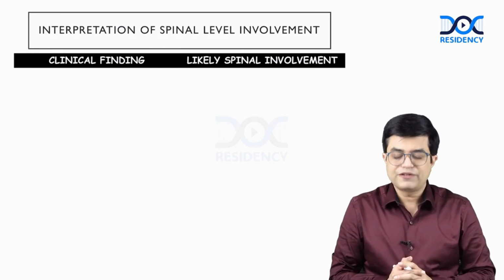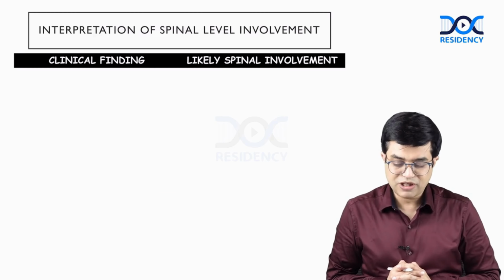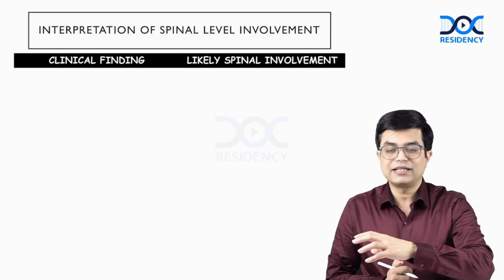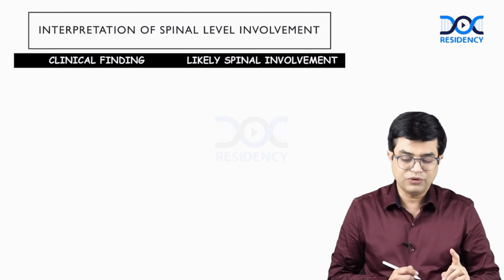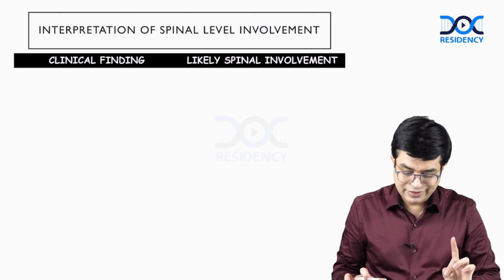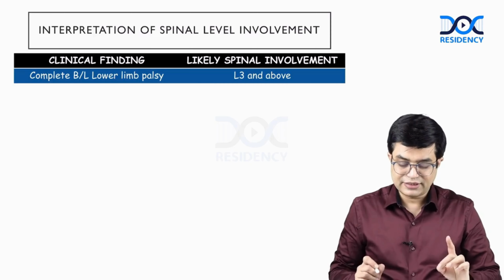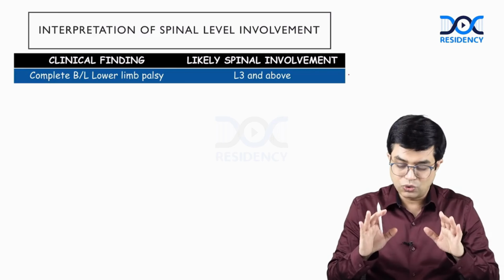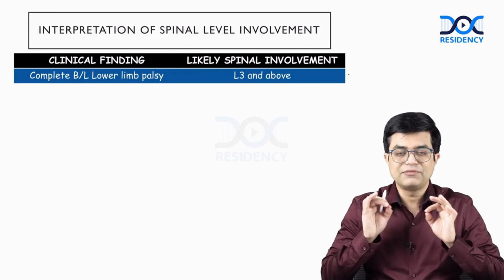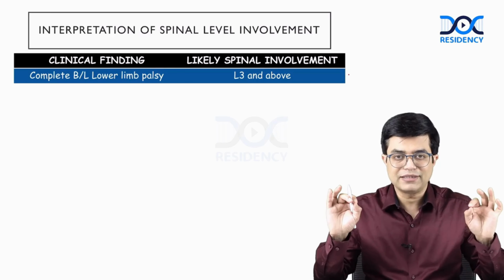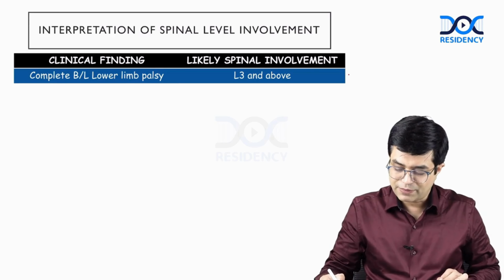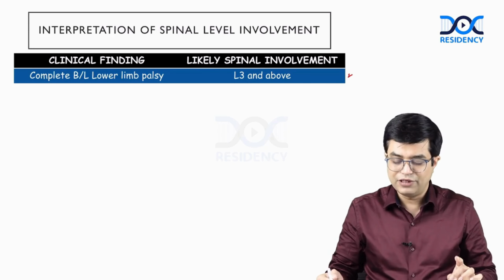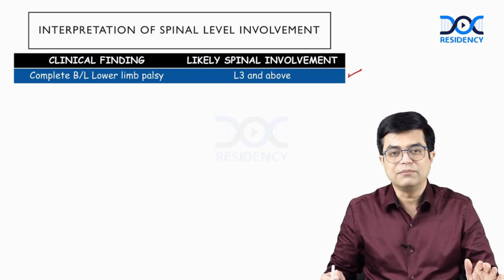Now, interpretation of spinal level involvement. What spinal level is involved, and what is the clinical finding which is telling that spinal level involvement? This is something we need to remember. So let us look at the clinical finding. If you examine the child and you find that there is complete bilateral lower limb palsy, lower limbs are completely involved, complete paralysis has happened, you will think of spinal level involvement which is L3 and above. So L3 and above will show complete bilateral lower limb palsy.